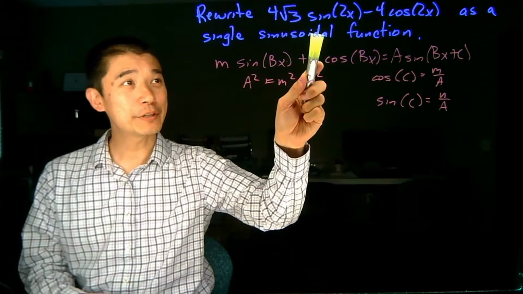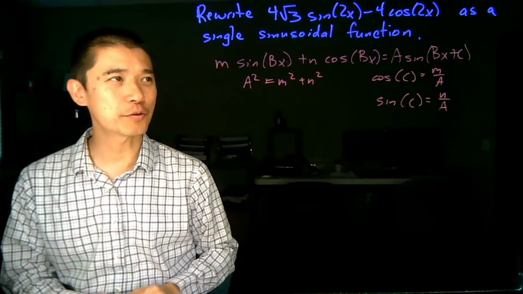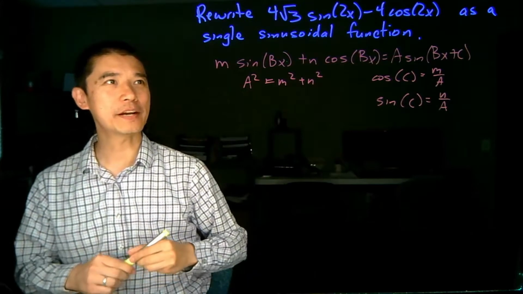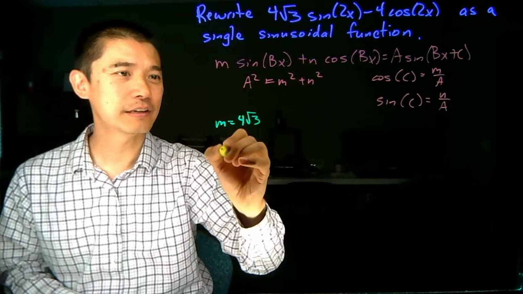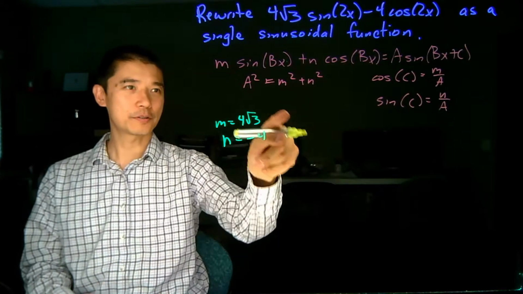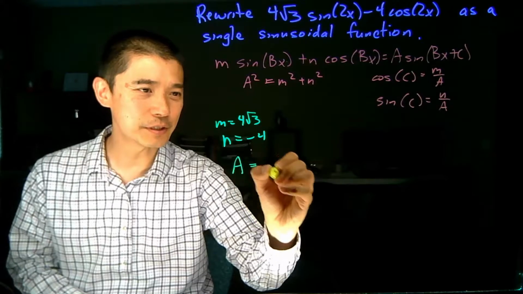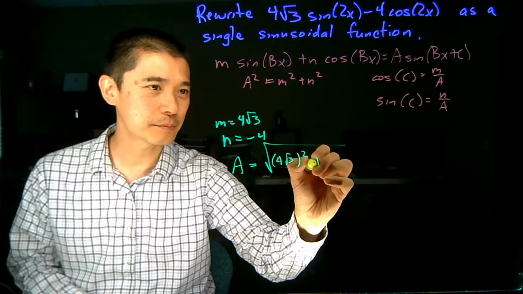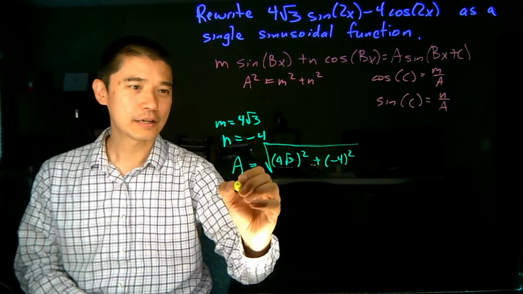Write 4 root 3 sine of 2x minus 4 cosine 2x as a single sinusoidal function. And here are those formulas. So the first thing we need to do is match everything up. We have m is equal to 4 root 3, and n is equal to negative 4. So the first thing we want to do is calculate a. So a is going to be equal to the square root of 4 root 3 squared plus negative 4 squared. And we just need to work that out.